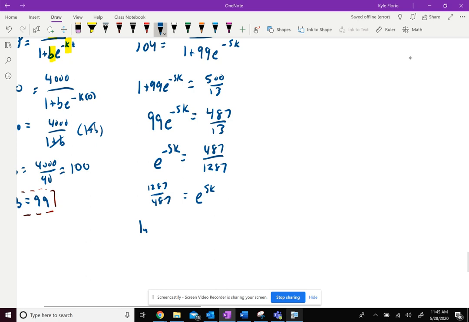Just take the natural log of both sides. So the natural log of 1287 over 487 equals 5k. And if I want to get the 5 by itself, just divide both sides by 5, and that'll be my answer. Alternatively, I could have just done that right here. If I took the natural log of both sides, I'd have -5k equals the natural log of 487 over 1287. And then if I just divided both sides by -5, so times -1/5, these are going to give me the same answer, whether I did this or this.